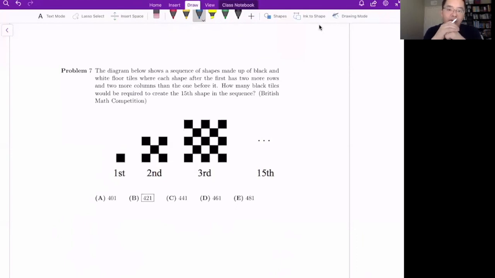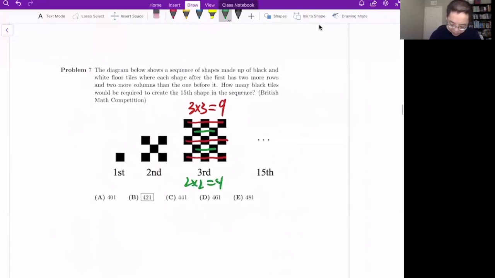The point is, different people might have different perspectives on this pattern. Now, what I want to do is this. Say I look at the third one, I think this is more clear. If you look at the black tiles, obviously it's 3 times 3 equals 9. And then of course you have the middle ones, those are 2 times 2 equals 4. So the third one is basically 3 squared plus 2 squared.